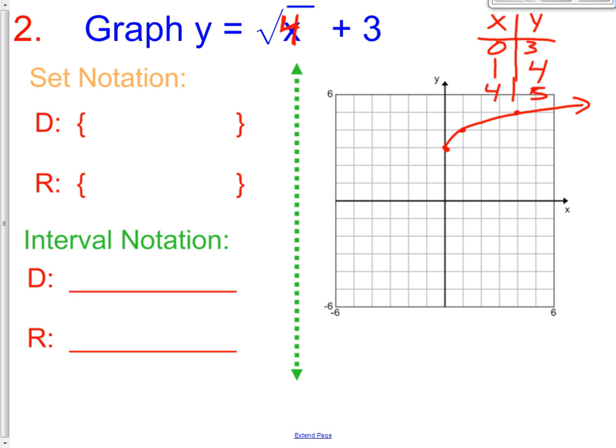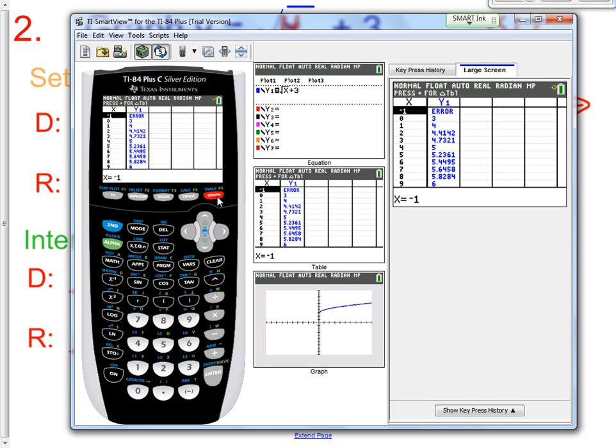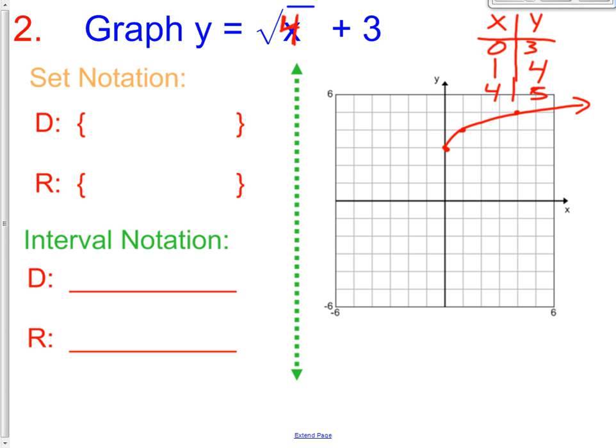If you wanted to go to your table and check this, here in the second table is (0, 3), (1, 4), and (4, 5). So you could always go to your table and look at those. Notice how there are still errors everywhere to the left of 0, because there's no such thing as taking the square root of a negative number. There's no real solution, that is. So as we go back here, here's our graph.